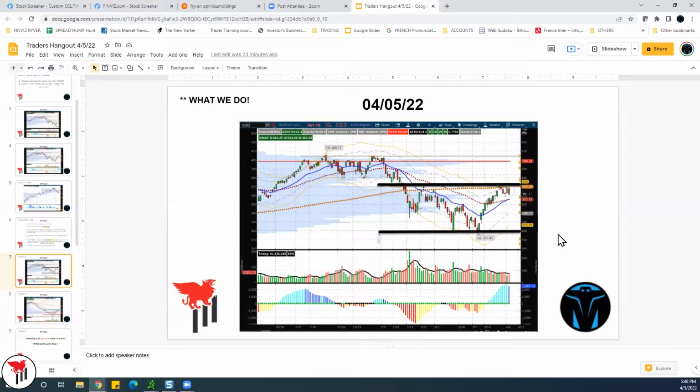When should I be short? When should I be long? The main thing is identifying the best areas to take your trades. That's what we call the high reward-to-risk trades.